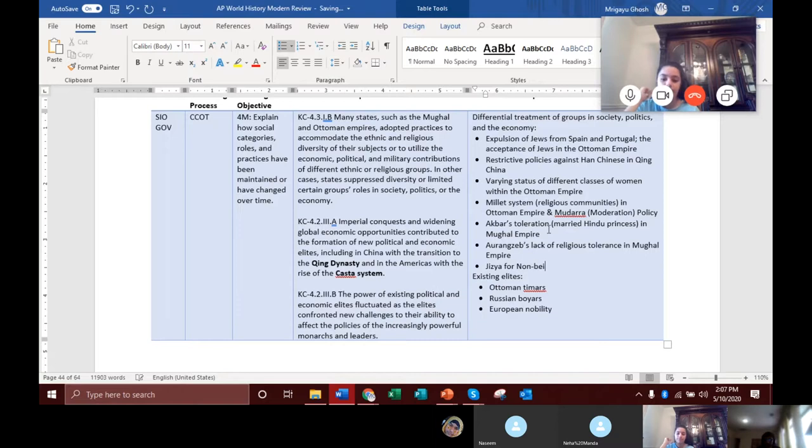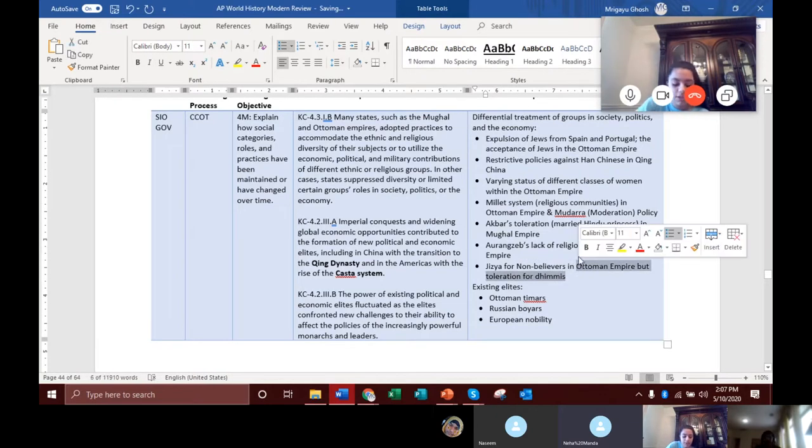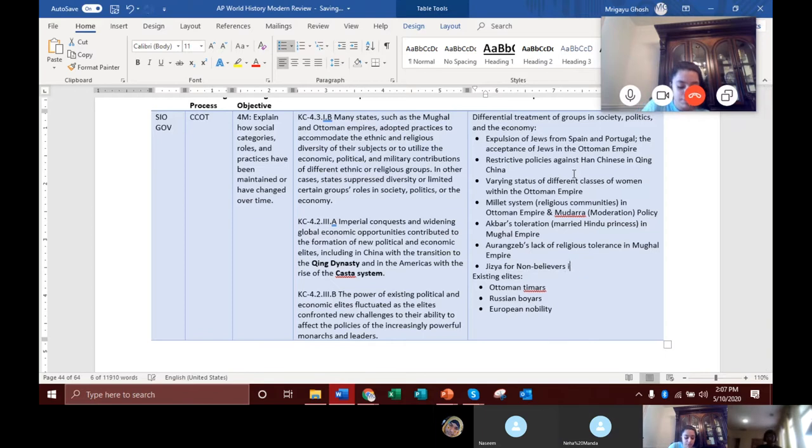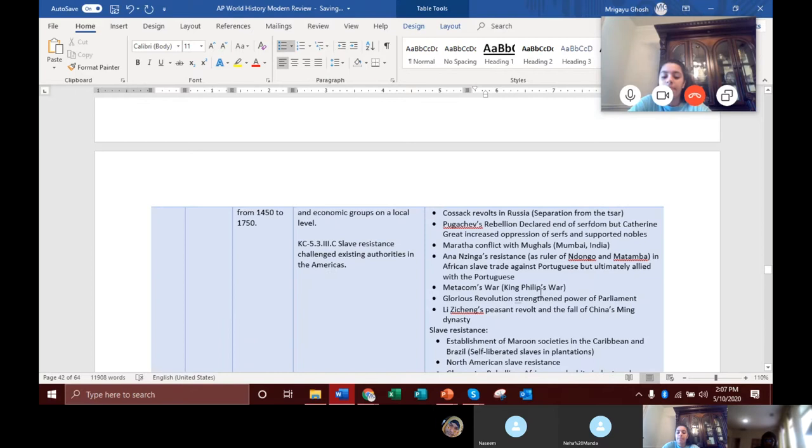Was there the jizya on the dhimmis, who were non-Arab? Was there toleration for dhimmis, or did everyone have to pay? I think it's jizya for dhimmis. Christians and Jews paid a tax called a jizya that was required of all non-Muslims in the empire. Okay, so non-believers and dhimmis in the Ottoman Empire. And then of course, we talked about the Casta system, so we can actually just copy and paste that here.